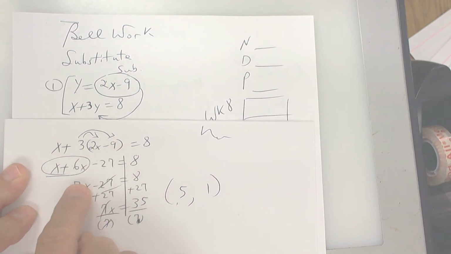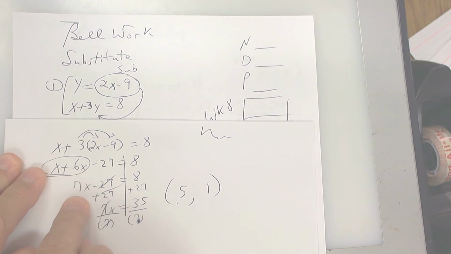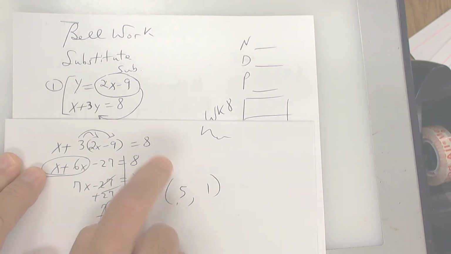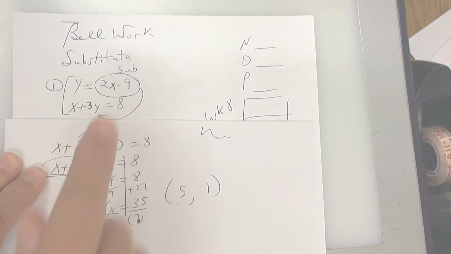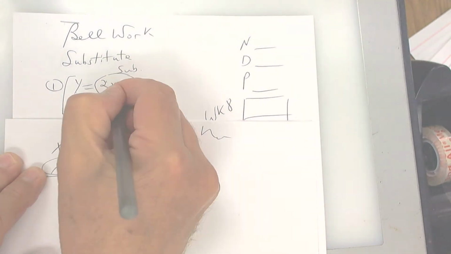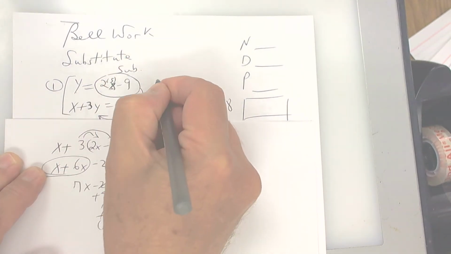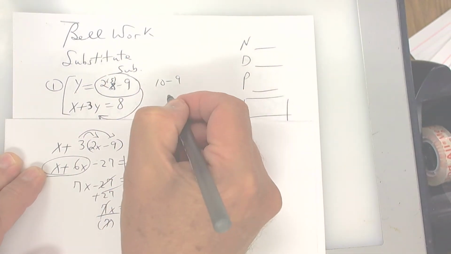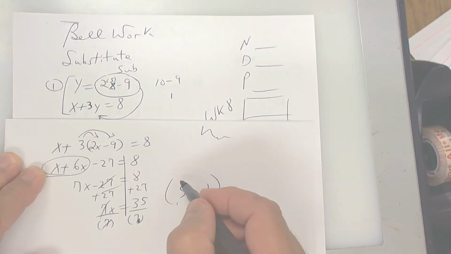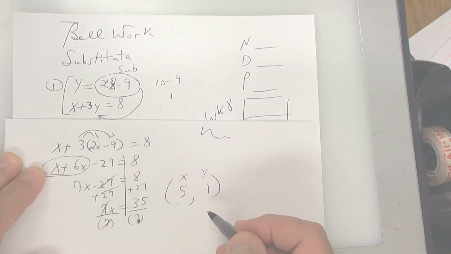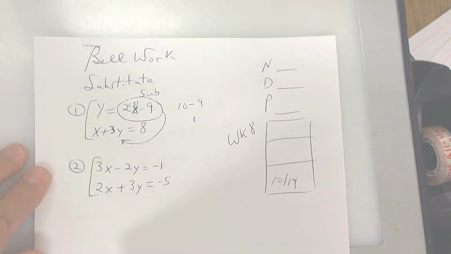You're going to distribute, and you're going to get this. You're going to combine these. You're going to add 7x. You're going to divide by 7 and get 5. Once you get 5, you come up here where it says Y. You scratch out the x, and you put 2 times 5 is 10, minus 9 equals 1. So your answer is 5 and 1. All right, let's move on.